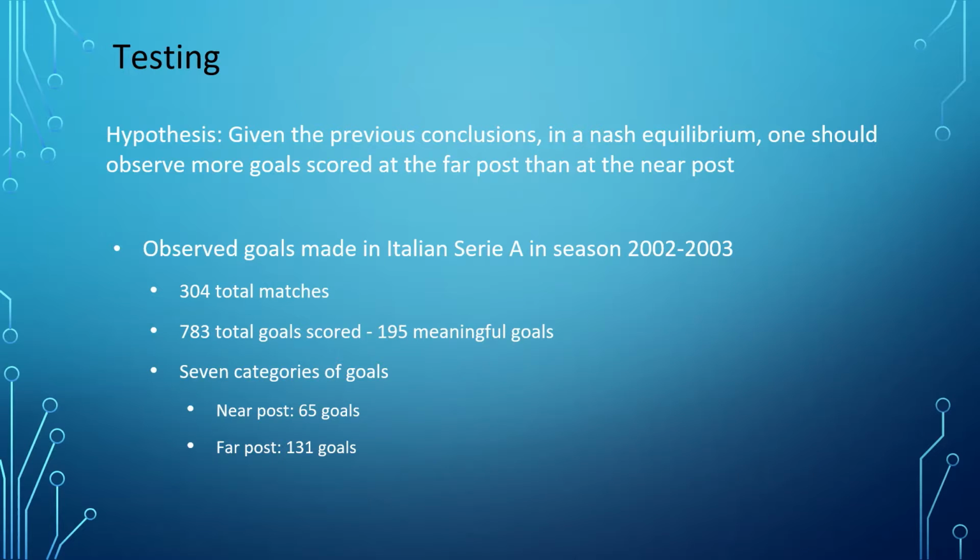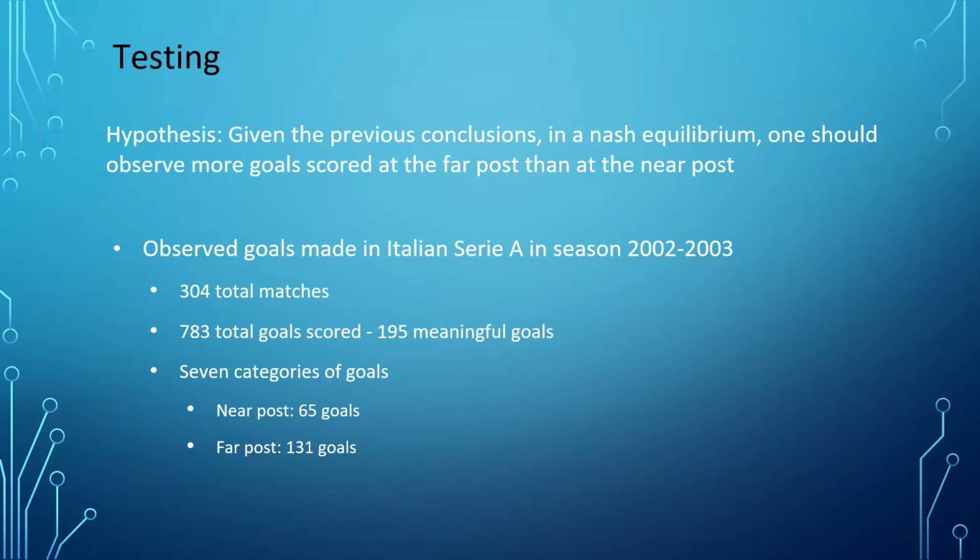Italian Serie A is one of the top professional soccer leagues in the world, and during the 2002 to 2003 season, there were a total of 18 teams, where each team played each other team twice. In total, the season involved 304 matches, where all goals scored were observed by the author in television broadcasts and were classified according to the mode of scoring. In all, 783 goals were scored throughout the season, with an average of 2.58 goals per match.